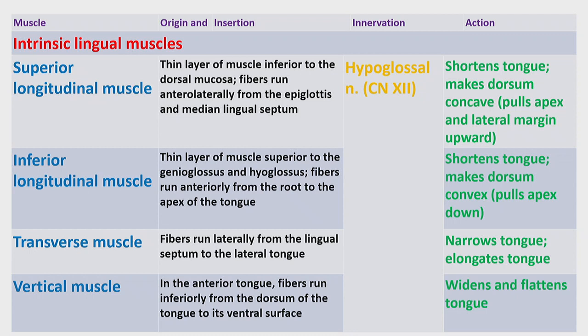And the extrinsic muscles move the tongue as a whole. The intrinsic alter the shape of the tongue. And all the muscles of the tongue are innervated by the hypoglossal nerve, cranial nerve 12, except one extraglossal or extrinsic muscle, which is palatoglossus, which is also considered as a muscle of the soft palate.